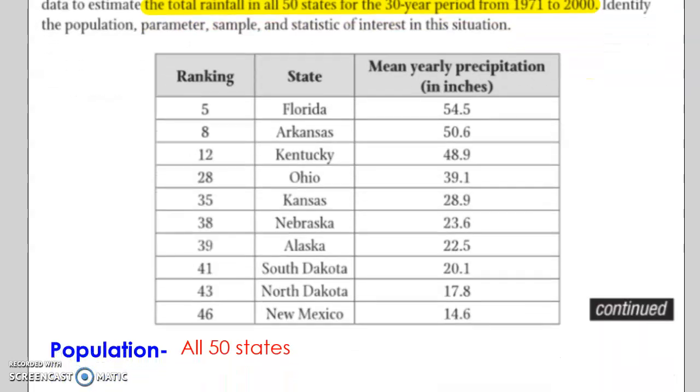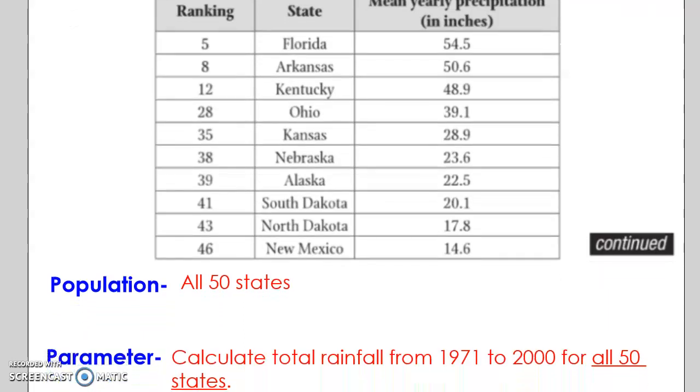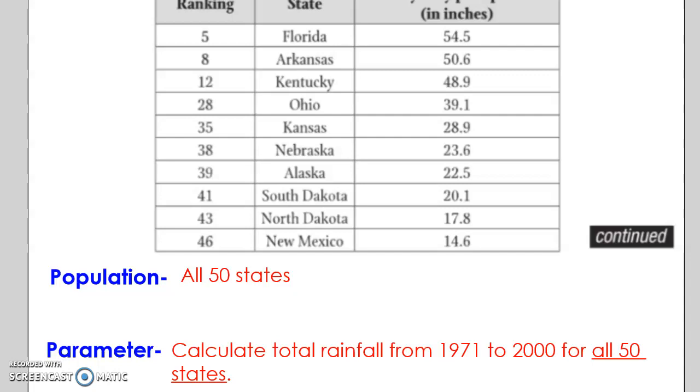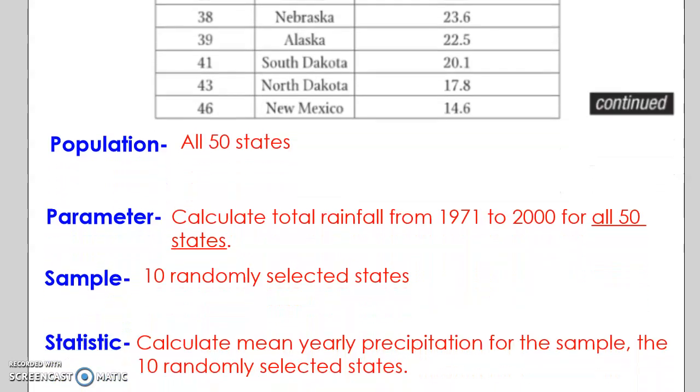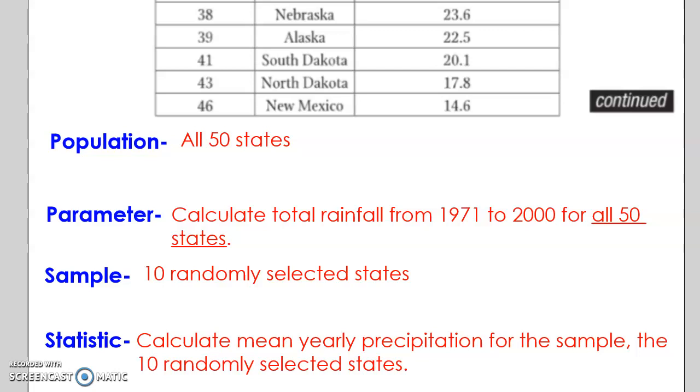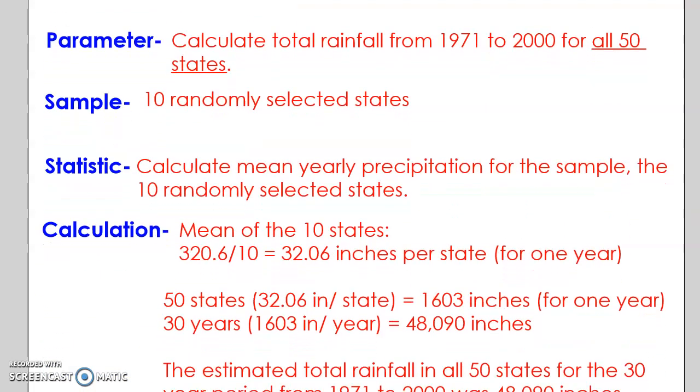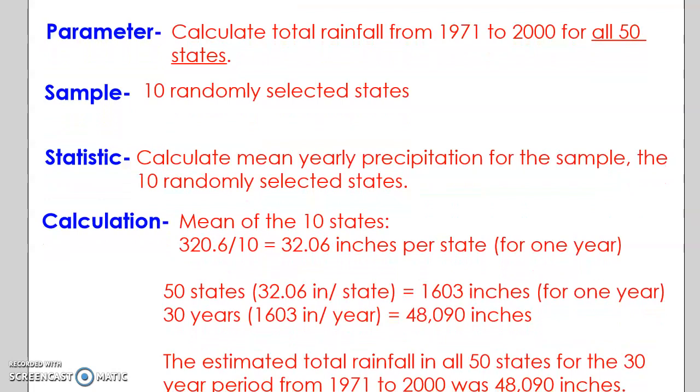So the population is all 50 states, not just the 10 that's being recorded on this table. The parameter would be calculating the rainfall from 1971 to 2000 for all 50 states. The sample is the 10 states that are listed in the table. The statistic that corresponds with the sample is calculating the average yearly precipitation for only these 10 randomly selected states.